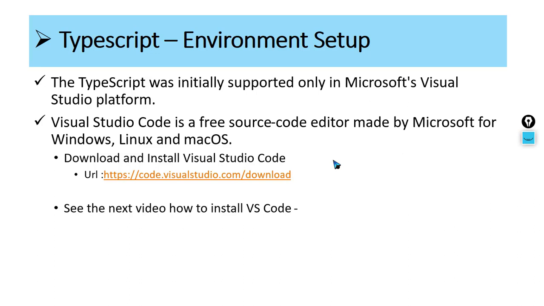Visual Studio Code is a free source code editor made by Microsoft for Windows, Linux, and Mac. So the setup is available on all three platforms. You just have to download the VS Code editor and install it, then link the compiler to this setup, and then you can continue with TypeScript programs. To do this we will see one video on how to install it.